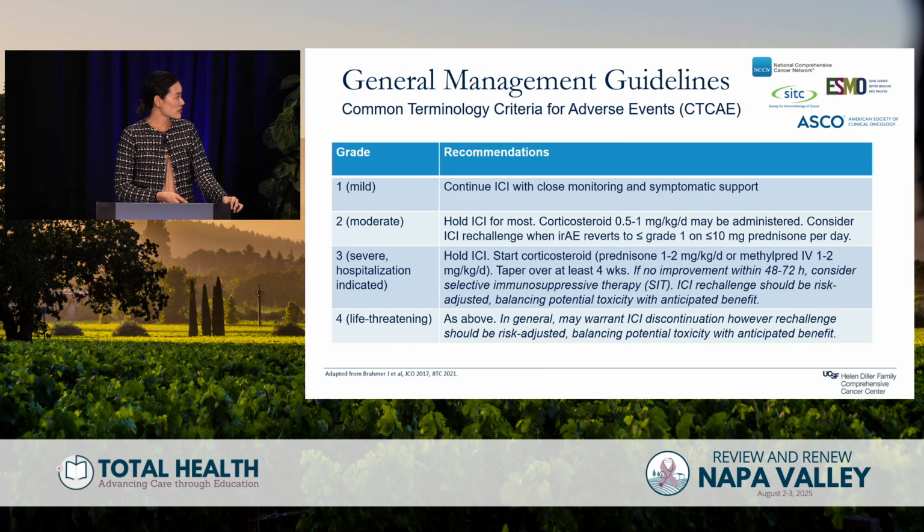For grade 3 or 4 IRAEs, so these are more severe, the patient is probably in the hospital or close to it. So in general, yes, holding immunotherapy is probably the right thing to do. Starting corticosteroid at an intermediate to high dose probably also is warranted, and as long as there is improvement, then proceeding to taper over at least 4 weeks.